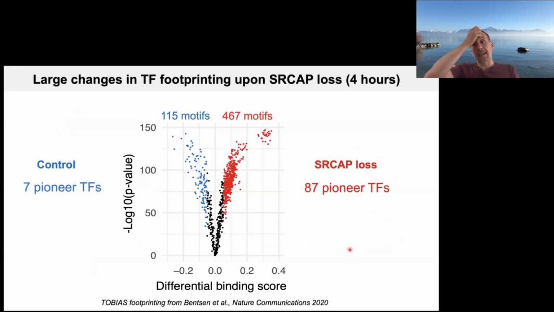And so what we found is that after 4 hours of auxin treatment, we had a bit over 100 transcription factor footprints that were decreased in their intensity. And we also had actually way more transcription factor footprints that were increased in the absence of SRCAP. And also interestingly, if we look at the type of transcription factor that binds to this motif, we found a lot of pioneer transcription factors. So transcription factors that have been shown to be able to bind to nucleosomes.